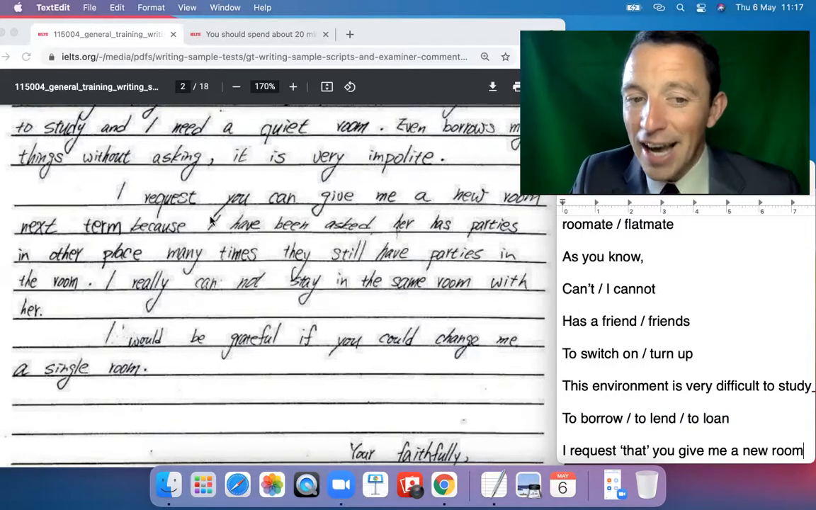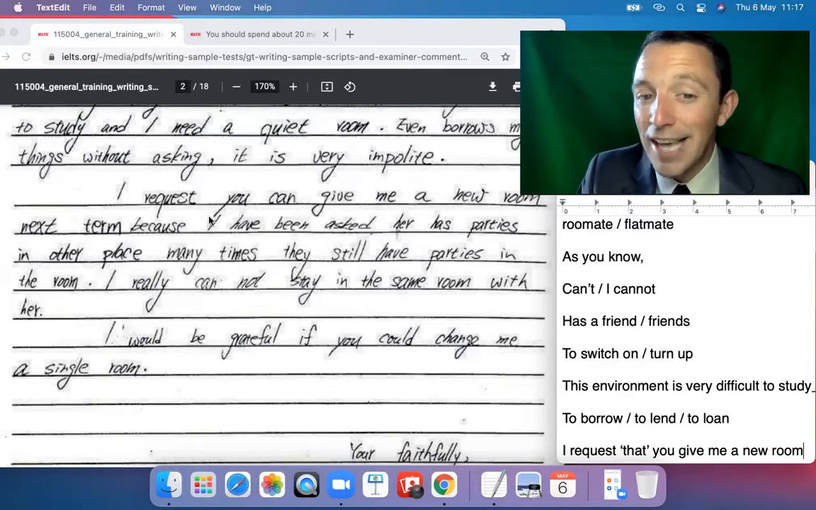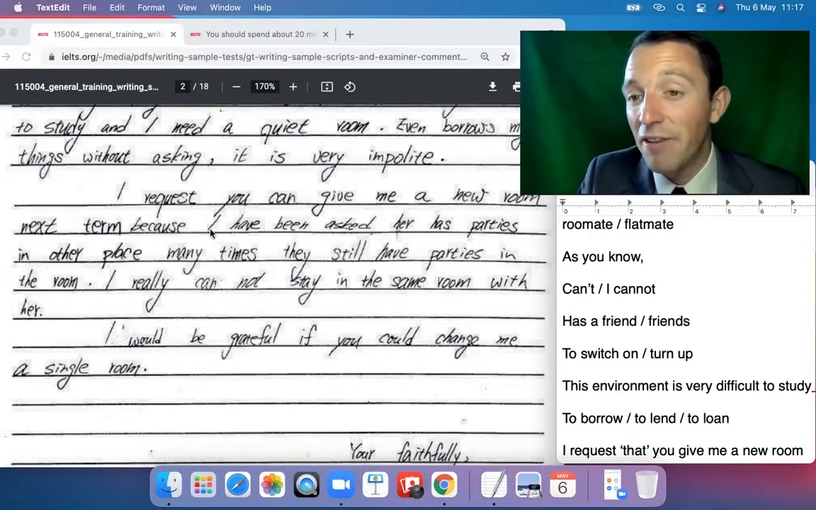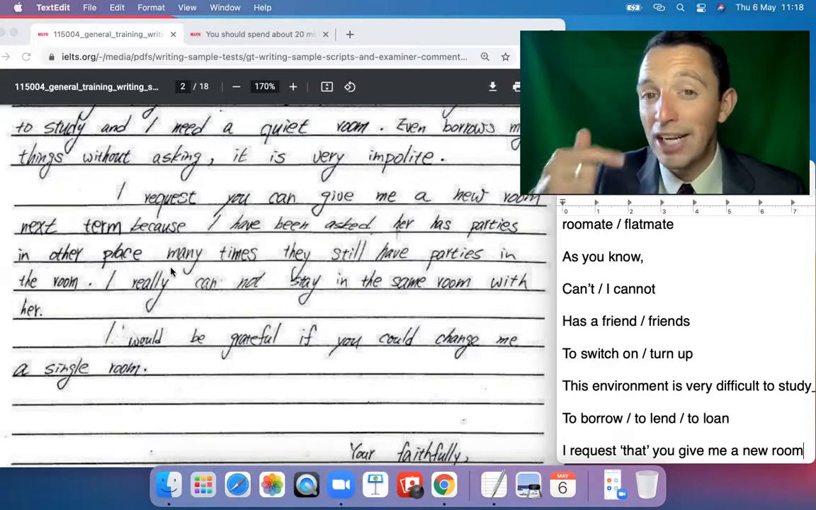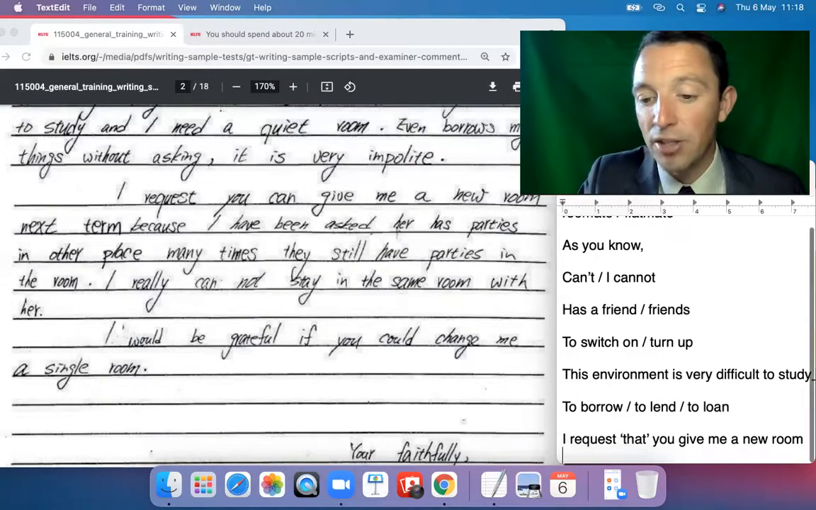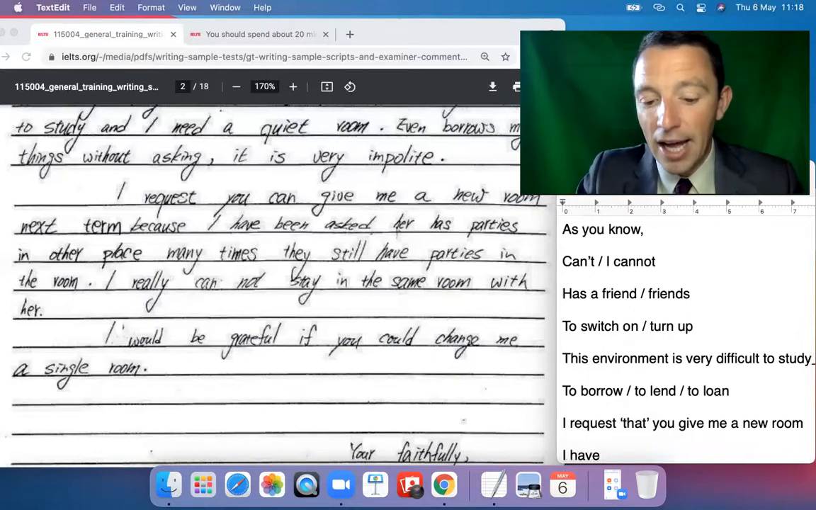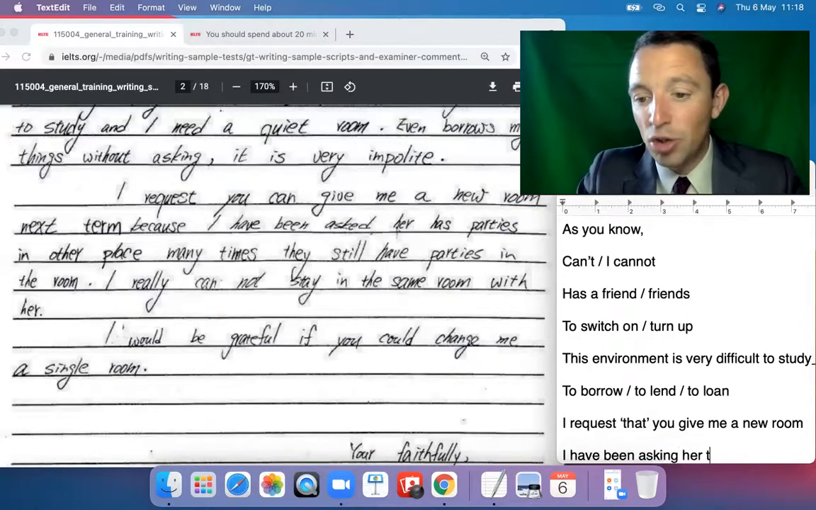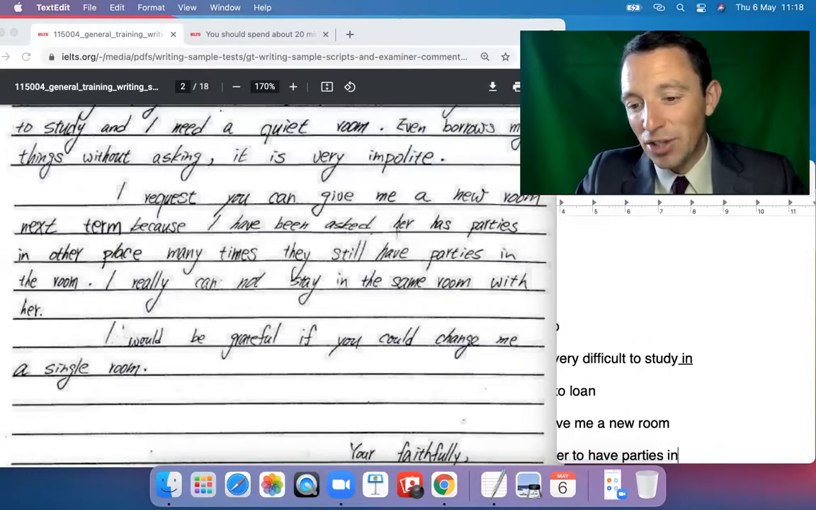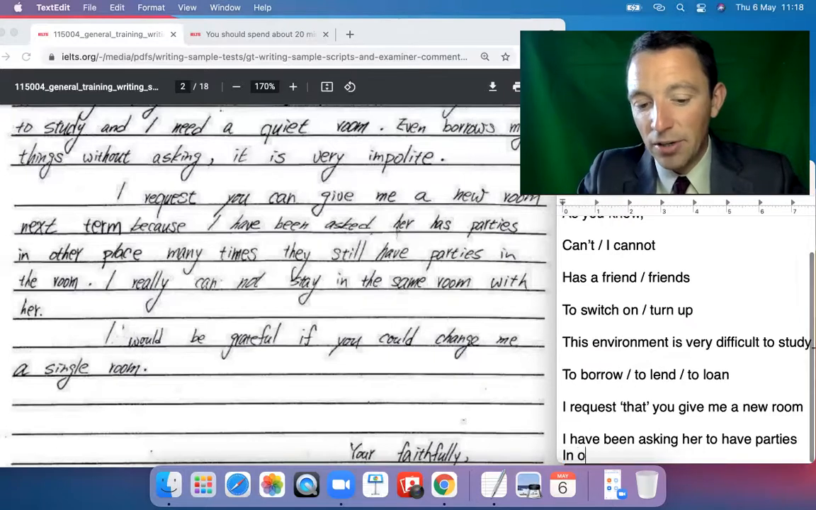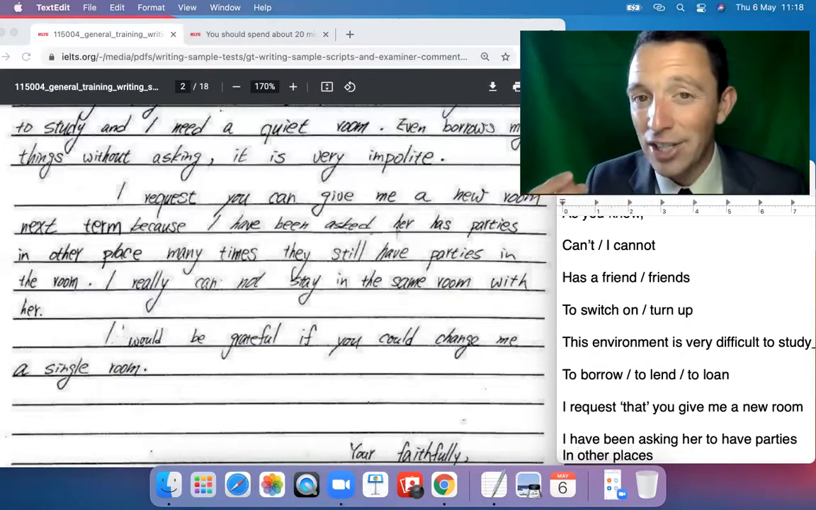Next, because now this sentence was the most confusing sentence in the text. So obviously there are a lot of errors in this sentence: "I have been asked her has parties in other room, other place many times. They still have parties in the room." So when I read it 2 or 3 times, I can probably understand the significance. I think the person wants to say, "I have been asking her to have parties in other places." So I'll just change my text to "in other places" so you can see the correction.